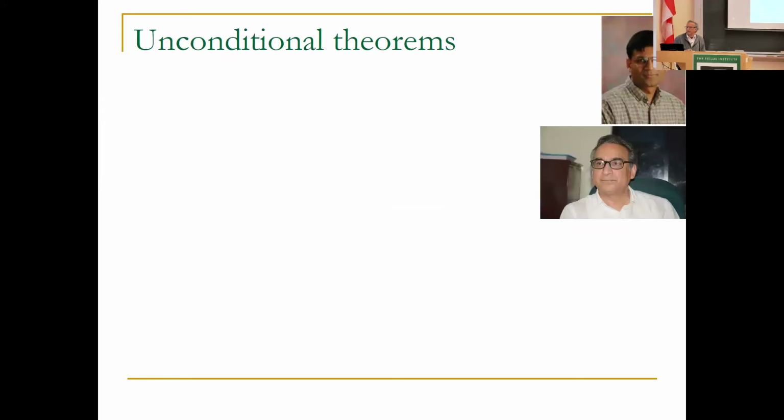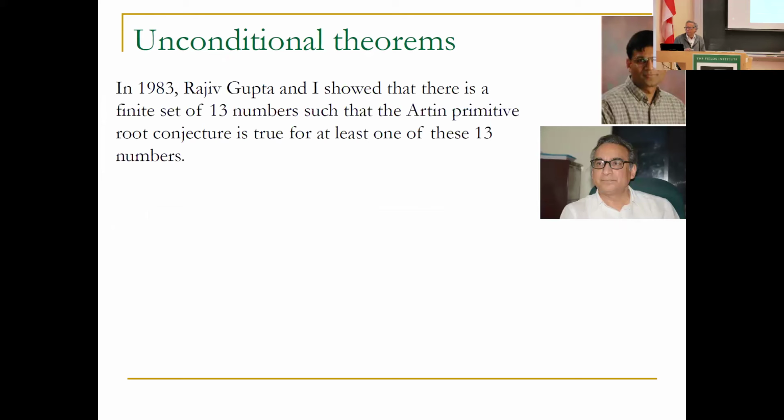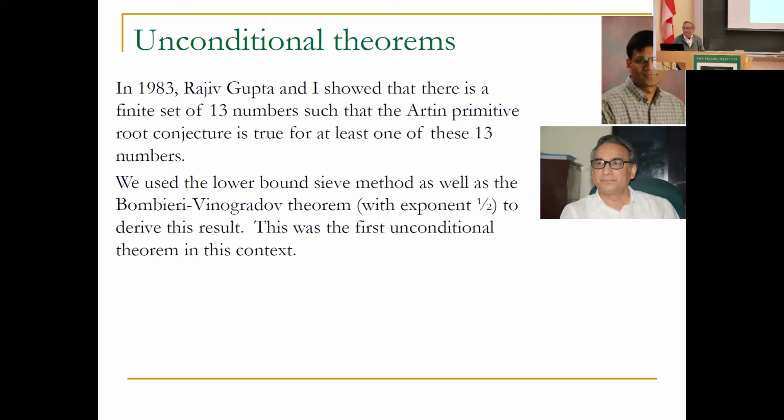Now, for unconditional theorems, myself and Rajiv Gupta in 1983 started this kind of program to show that there is a finite set of 13 numbers, one of which for Artin's primitive root conjecture is true. So we did this without the Riemann hypothesis, and our secret was sieve theory. Somehow, we still don't understand sieve theory. In many problems, sieve theory can be used as a substitute for the Riemann hypothesis. So we use the lower bound sieve as well as the Bombieri-Vinogradov theorem with exponent a half to derive this result. And this was the first unconditional theorem in this context.